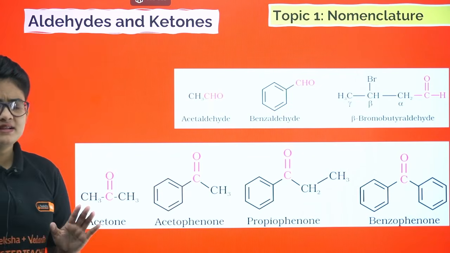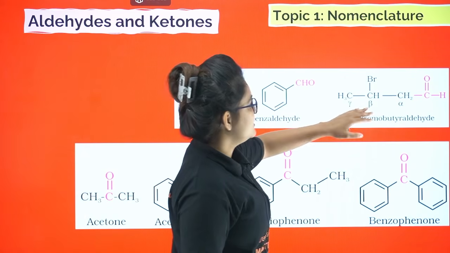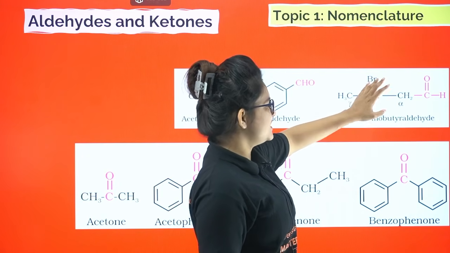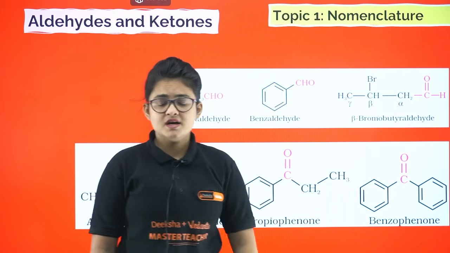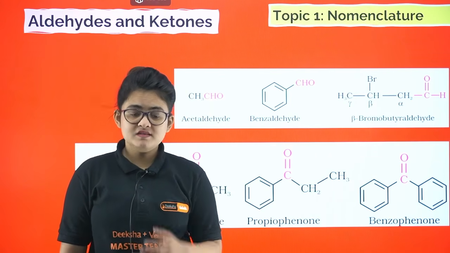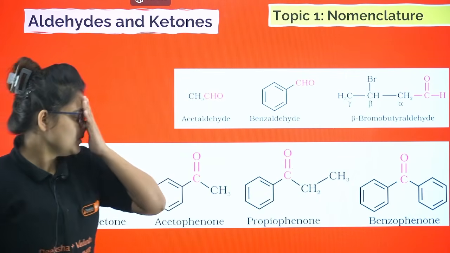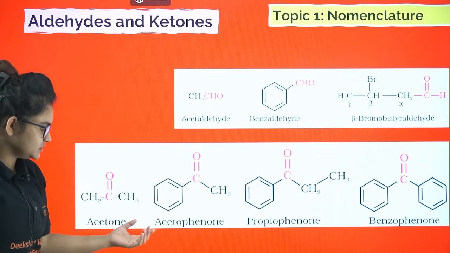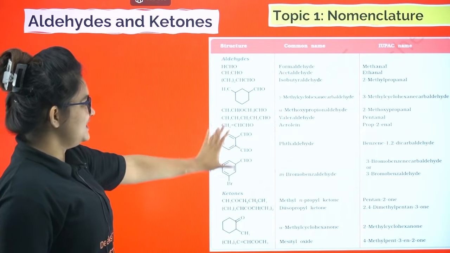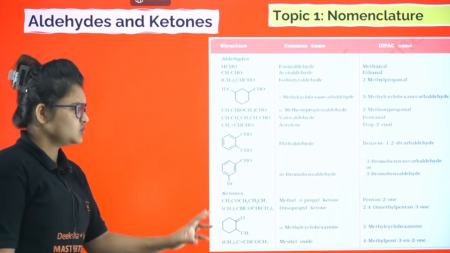Very little you have to remember about the nomenclature. So this is acetaldehyde, benzaldehyde. This particular thing you can see, beta bromobutyraldehyde. Sometimes they ask questions in KCET with respect to the nomenclature itself, so for those cases, please remember a few things. These are acetone and some other ketone names. Here comes the entire list that you will already get in your NCERT as well. You can just go through it once.